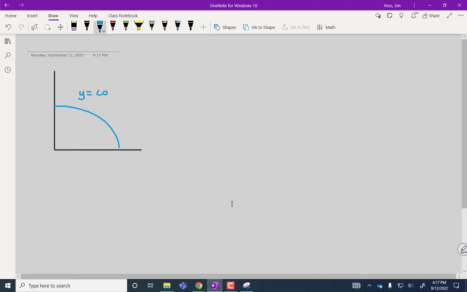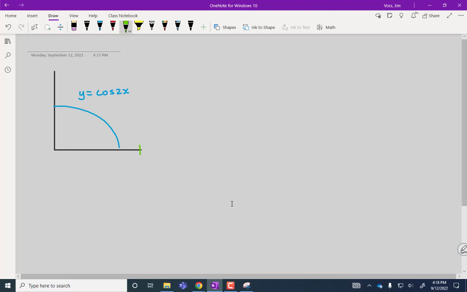y equals cosine of 2x. And that, let's just go through the setup, because I think we're going to get to an integral that's not going to be integrable yet. So then let's rotate.